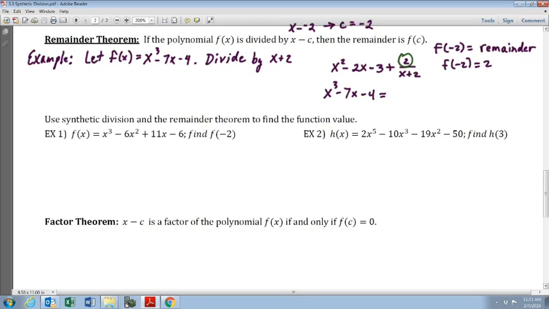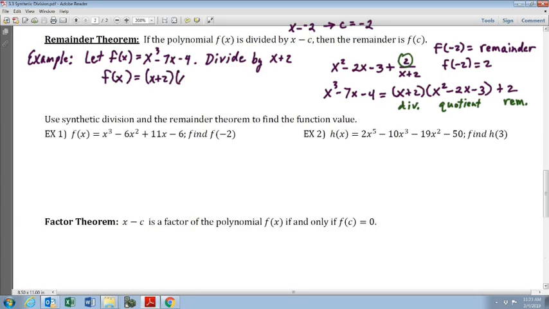Well, we had also said that we could check our answer. X cubed minus 7x minus 4 should equal our divisor times the quotient that we got, or the answer, plus the remainder. This actually gives us an alternative way to write this polynomial. So that's what I'm going to do here. I'm going to rewrite x cubed minus 7x minus 4 in a different way. This product plus 2 should equal that. And in fact it does, so it gives us another way to write the polynomial.